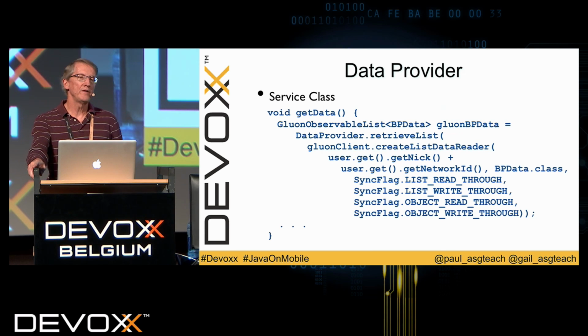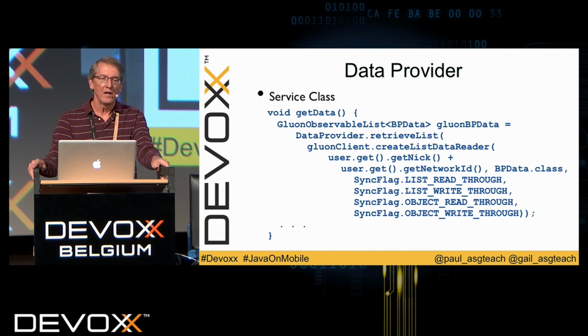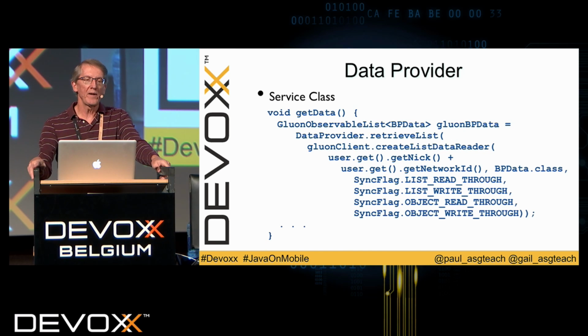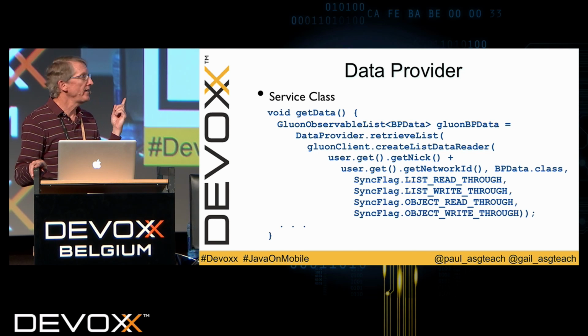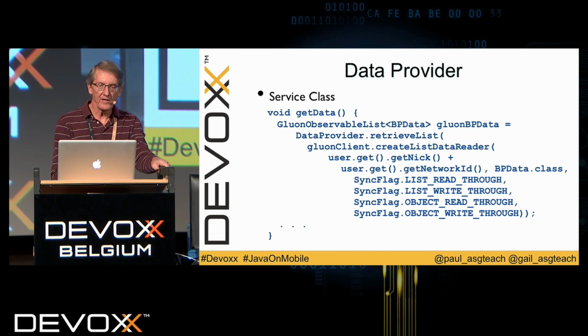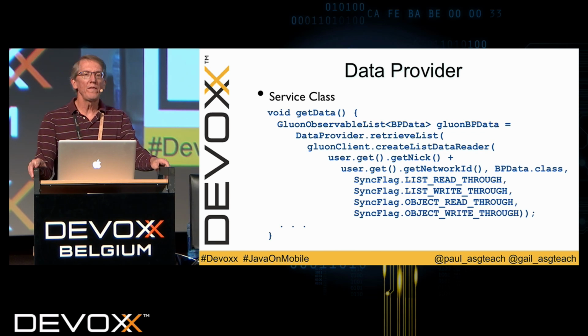All right, now here's a slide on the data provider in more detail. Now we can use the previously created Gluon client to link a data provider with a Gluon observable. And here in this code, we're using a Gluon observable list to create a list data reader. Now take a close look at the arguments here. You'll note that the user's nickname and network ID are showing up here, and that helps us build a user-specific string to identify the cloud-based data set. And we'll show you in a little bit how we define and access this user data.